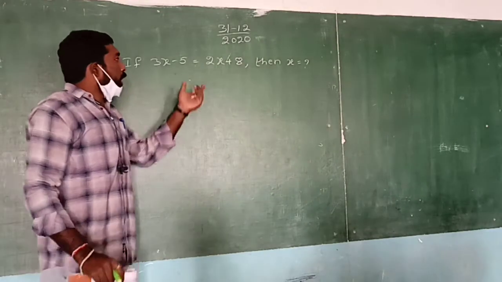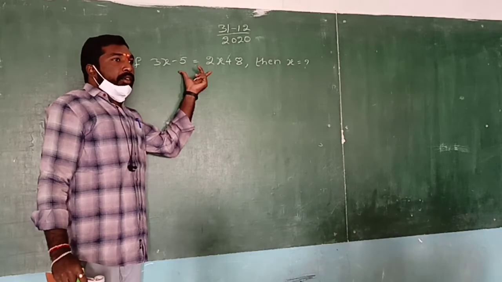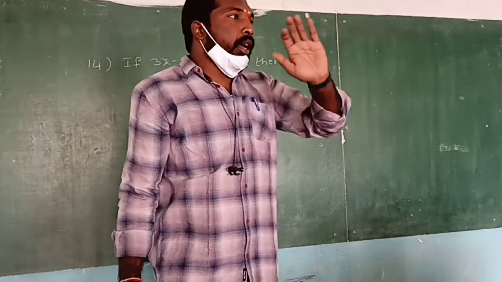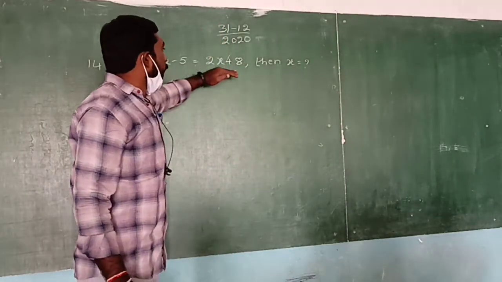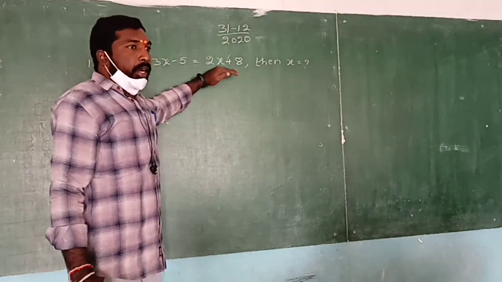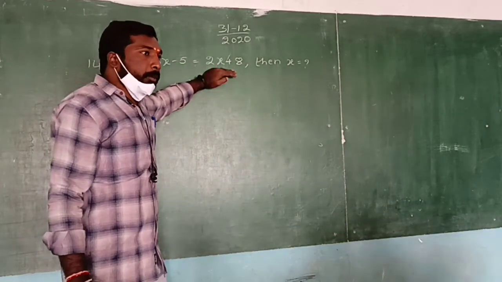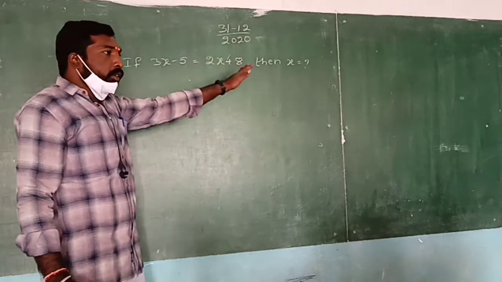Before this, I gave the introduction about these linear equations. Whenever there are variables on either side of the equal to, either side means left hand side and right hand side, I told you to replace the variables on one side and constants on one side.